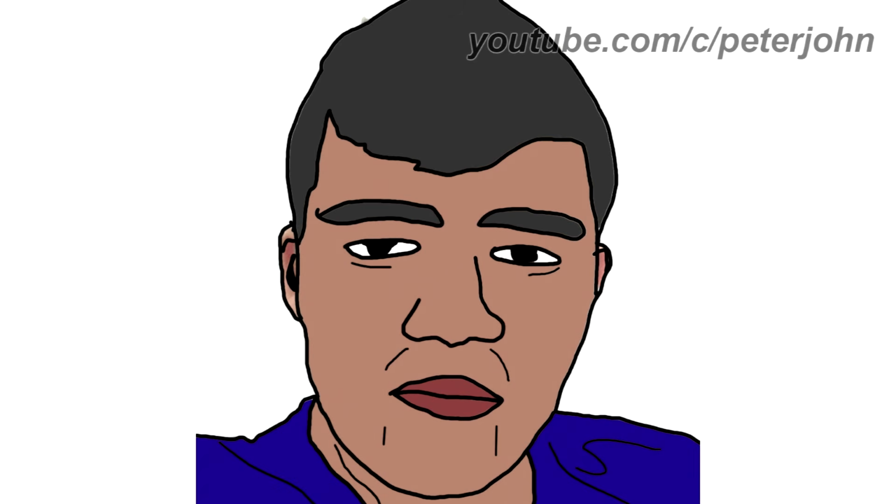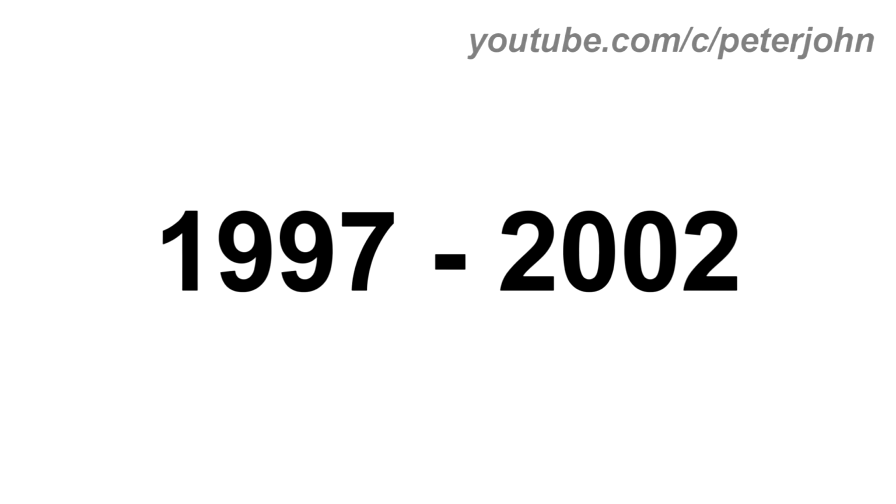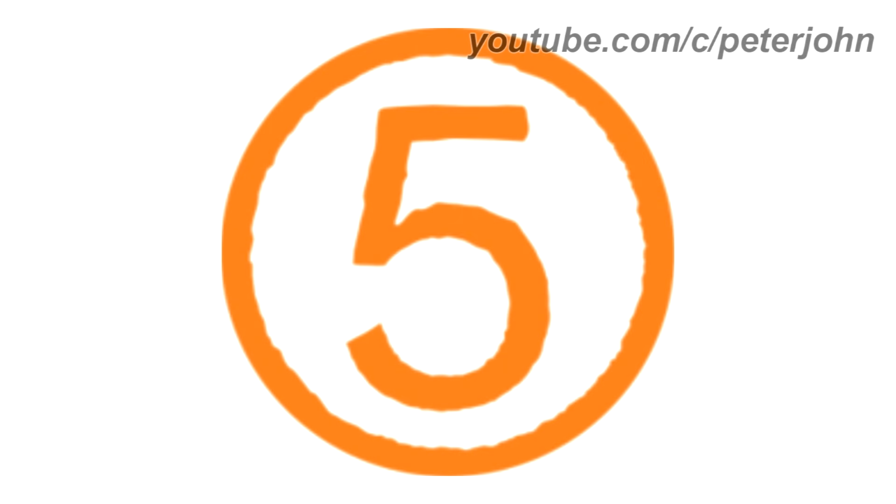Alright, now I'm gonna talk about Channel 5. It is a British free-to-air television channel. 1997 to 1997, here we have a pre-launch logo. There is a black circle, and inside it there is a black number 5. 1997 to 2002, there is an orange circle, and inside it, there is an orange number 5. Here is a bumper.